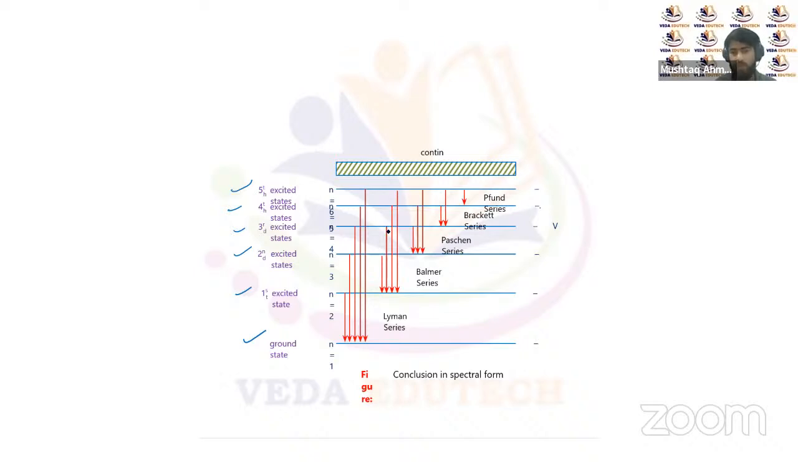Then we will have the Balmer series. Then we can have the Paschen series, the Brackett series, and we can have the Pfund series as well. So these are all the different series of spectral lines, depending upon the transition from the higher energy state to the lower energy state.